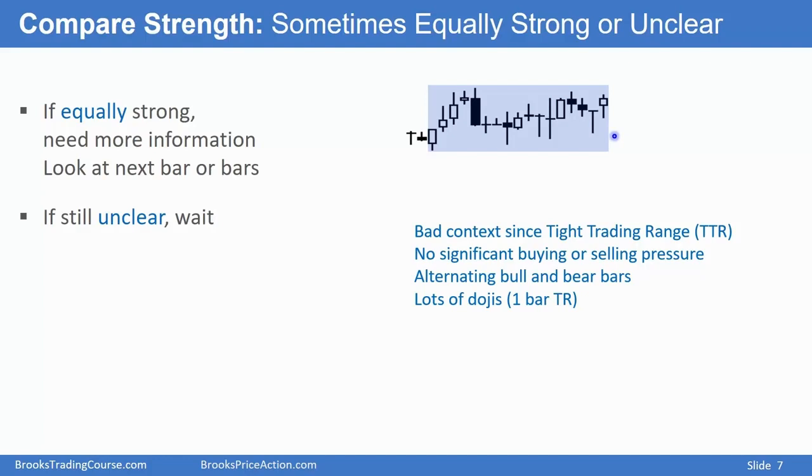The range is so tight, very difficult to make money, even for scalping, even with limit orders. There's no significant buying or selling pressure. Alternating bull and bear bars, prominent tails, small bodies, lots of little dojis, a very tight trading range. Better not to trade.